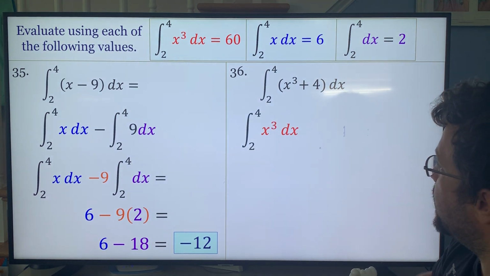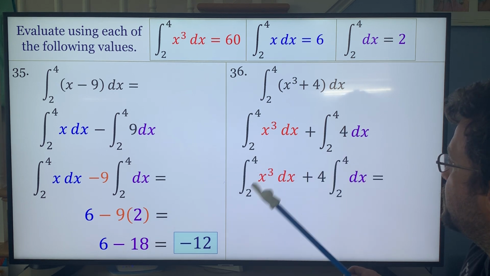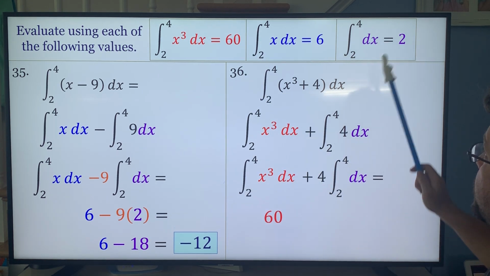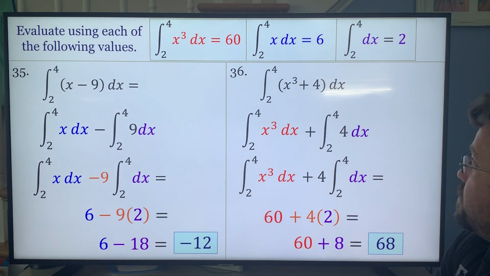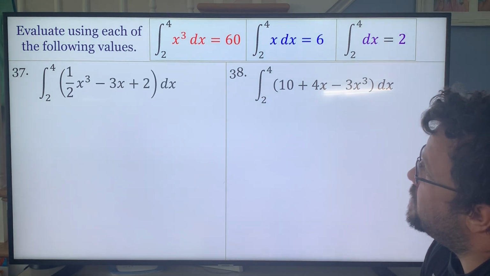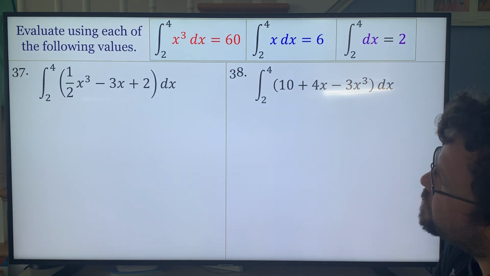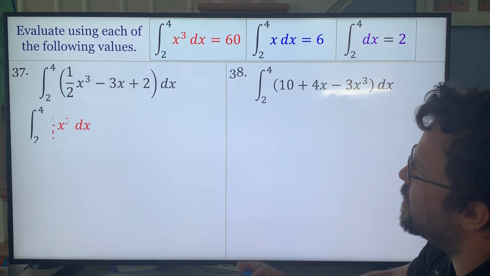Split it up. X cubed, 4 dx. Pull the 4 forward. 60, 4 times 2. 60 plus 8 is 68. Right? All right. 37, 38. Let's go. We only got 2 more problems. All right, so split this up.